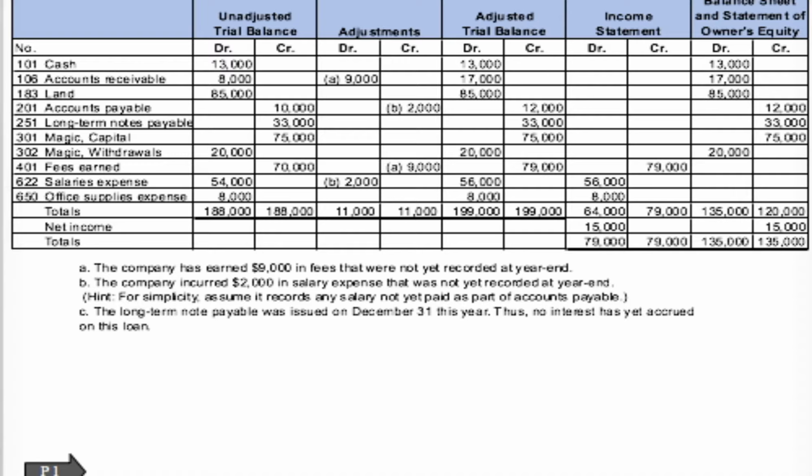The first step here is to record the adjustments. The company has earned $9,000 in fees that were not yet recorded at the end of the year. This is an accrued receivable. The adjustment is a debit to accounts receivable and a credit to fees earned.